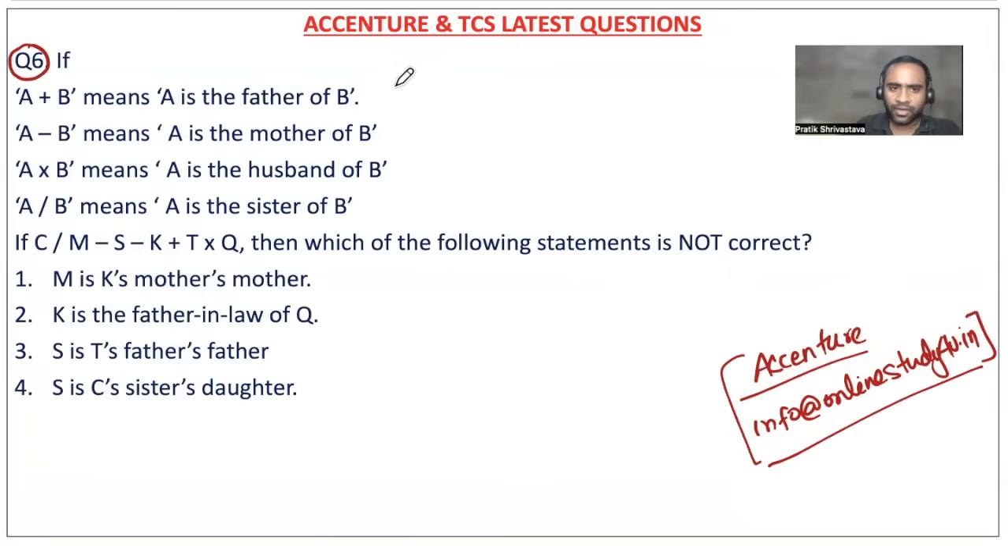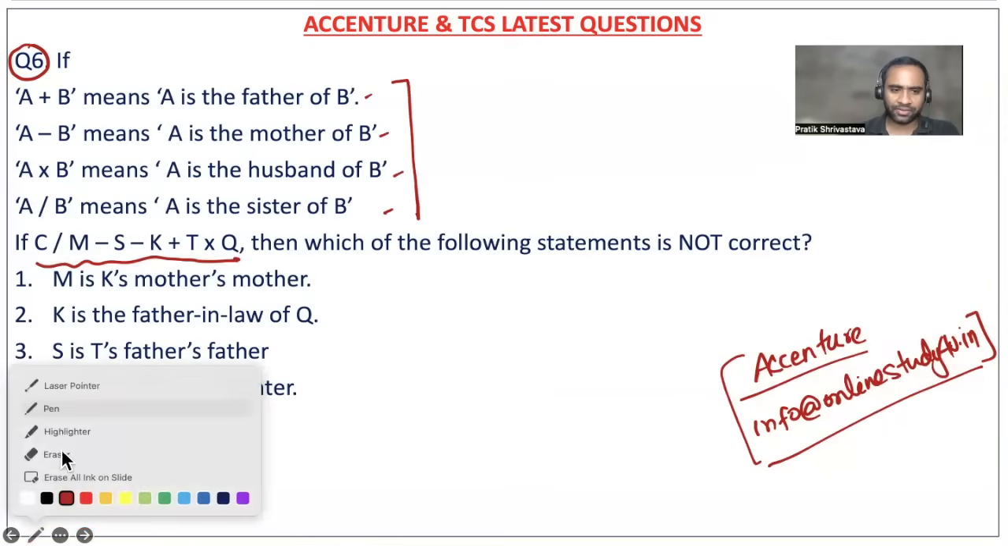Now, A plus B means A is the father of B. A minus B means A is the mother of B. A cross B means A is the husband of B. And A divided by B, or you can say A forward slash B, means A is a sister of B. Whatever name you want to give, you give. The ultimate goal is you should be able to solve the question. It doesn't matter if you read the plus sign as sigma or as division, the ultimate thing is your answer should be correct. That's all. Now friends, let us start from the left side one by one. So C slash M means C is the sister of M.